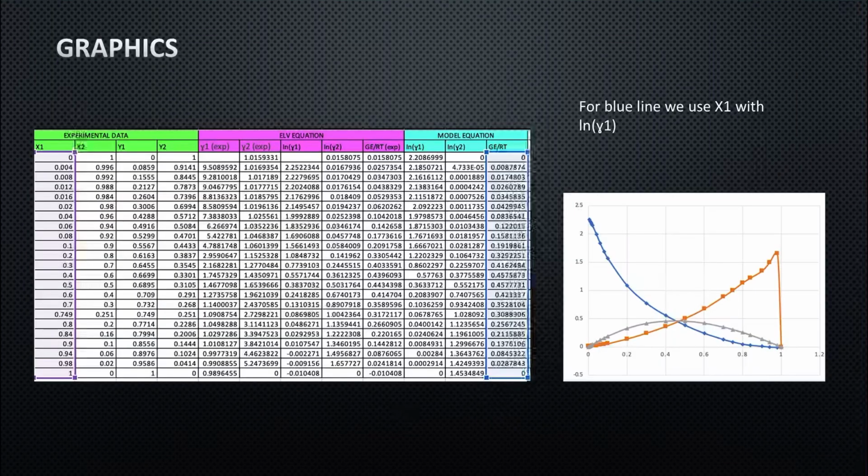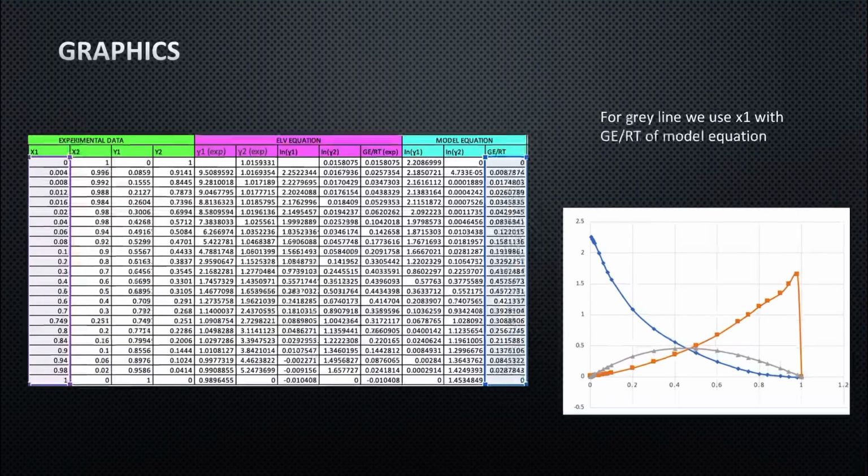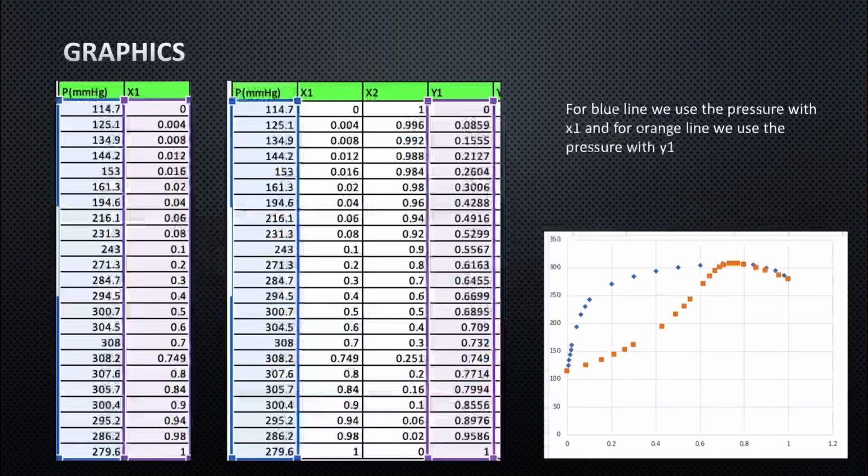Then about the graphics. For the blue line we use x1 with the logarithm of gamma 1. For the orange line we use x1 with the logarithm of gamma 2. For the gray line we use x1 with GE over RT of the model equation. For the blue line we use the pressure with x1, and for the orange line we use the pressure with y1.